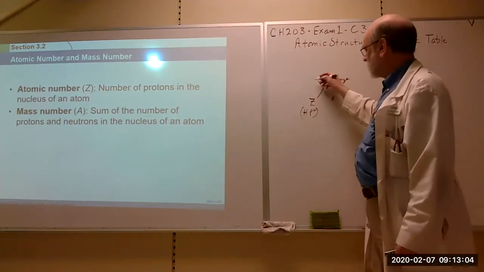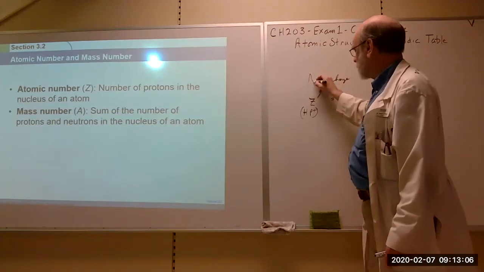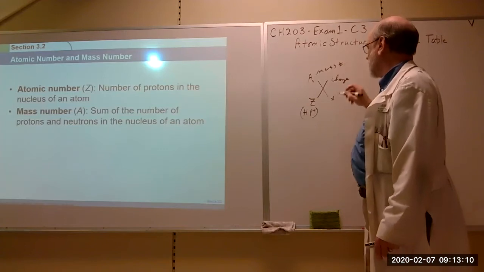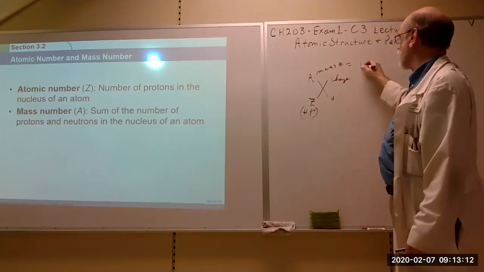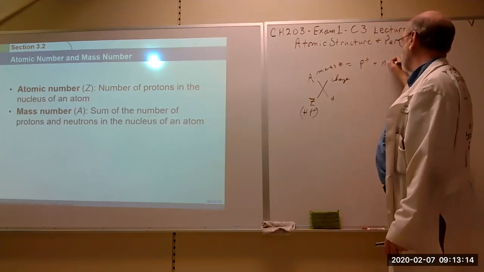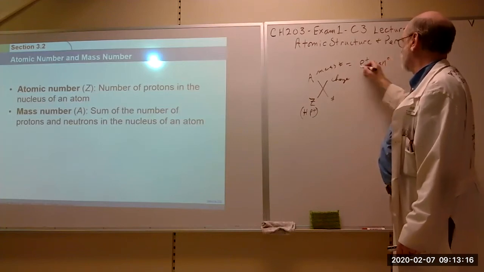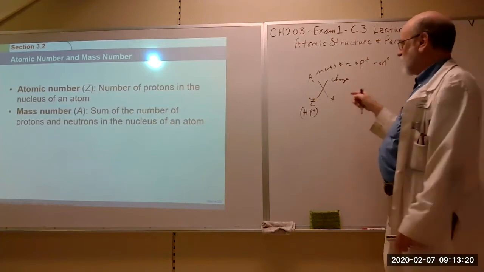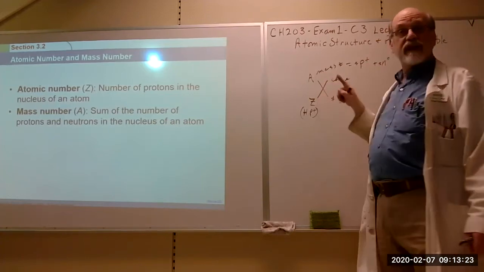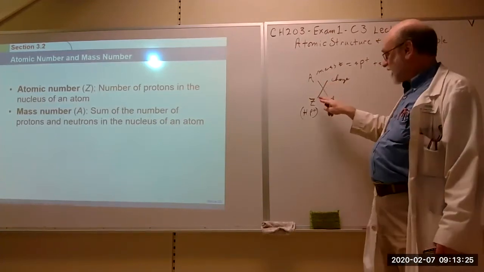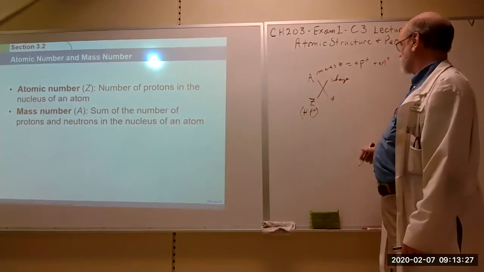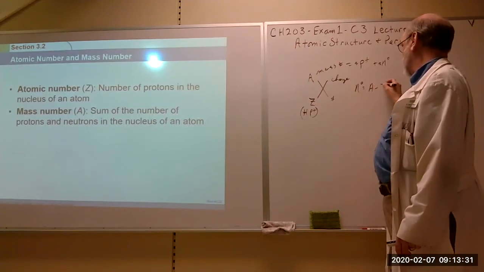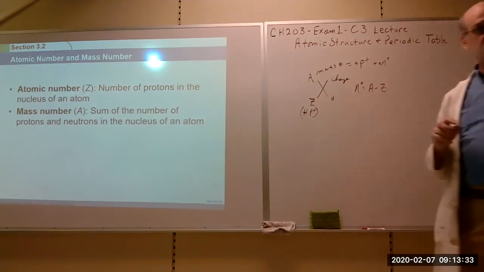And up here, you have the mass number. The mass number is equal to the number of protons plus the number of neutrons. So, if you have this number and that number, you can find out how many neutrons. You just subtract this one from that one. The number of neutrons equals A minus Z.